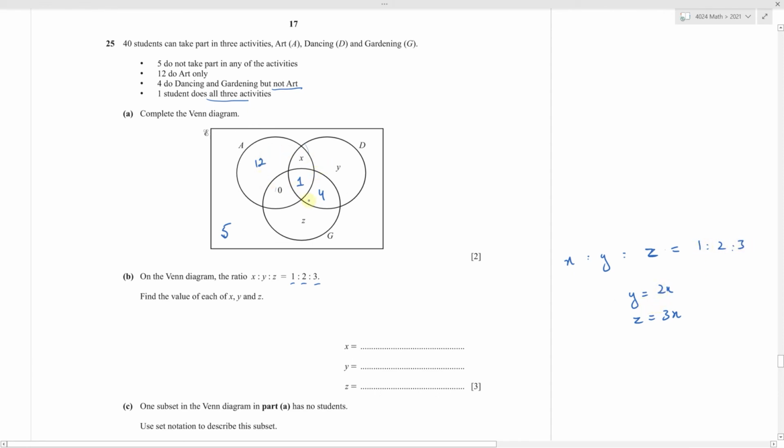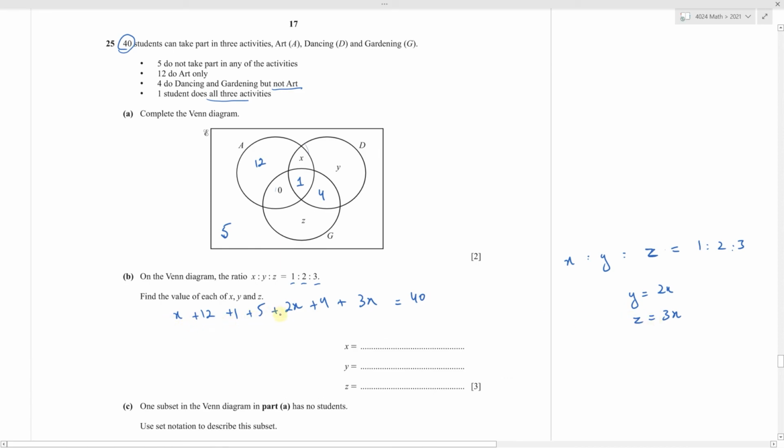So now I can add up all these students, and they should add up to 40 students because the total number of students given here is 40. So let's add them all using this Venn diagram. You will add students in every region. So you have x here, which is x plus 12 plus 12 plus this 1. This is 0, so I can ignore. Plus this 5 plus this y, which is 2x, plus this 4 plus this z, which is 3x. And they should all add up to 40. So let's solve for x, and then we can find y and z as well.